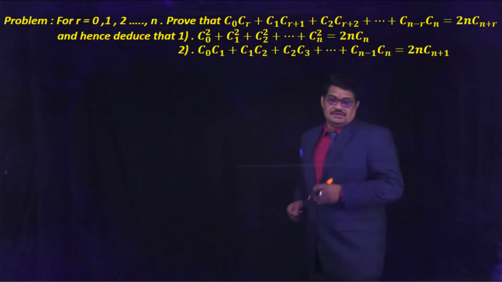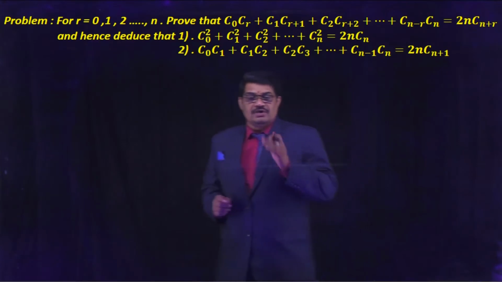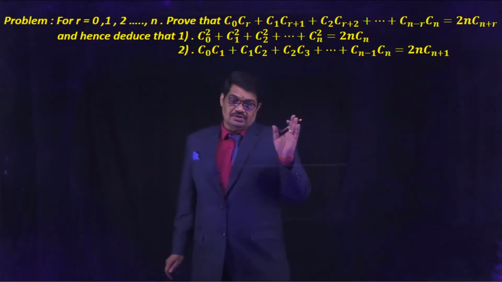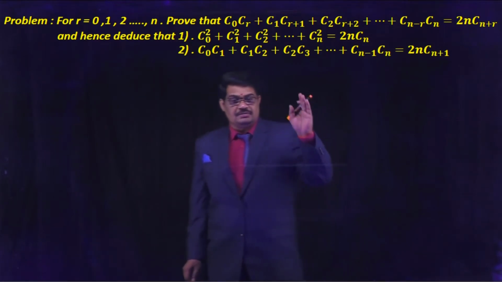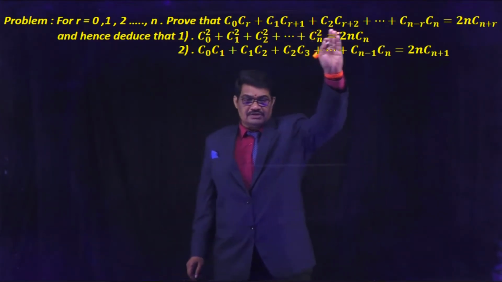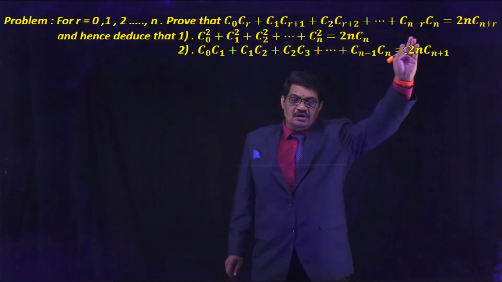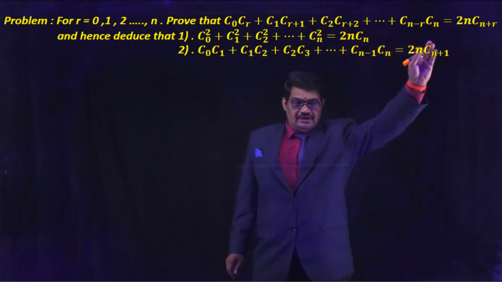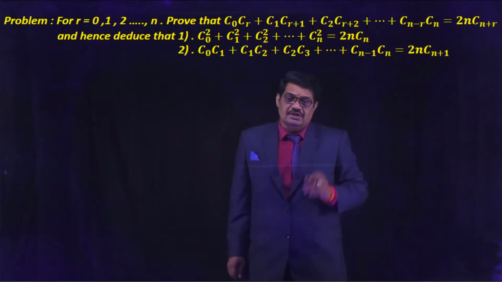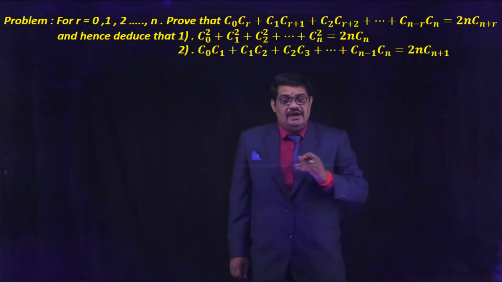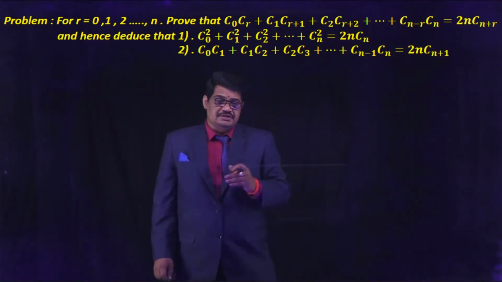The problem is, for r = 0, 1, 2, 3 and so on up to n, prove that C0 Cr + C1 Cr+1 + C2 Cr+2 + and so on + C(n-r) Cn is equal to 2nCn+r. That is the result, and hence deduce the results.